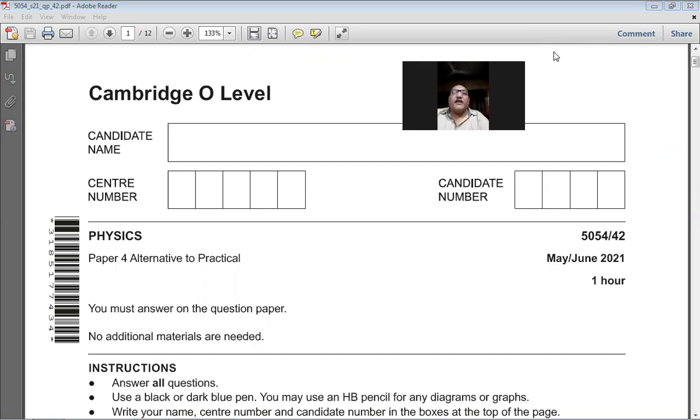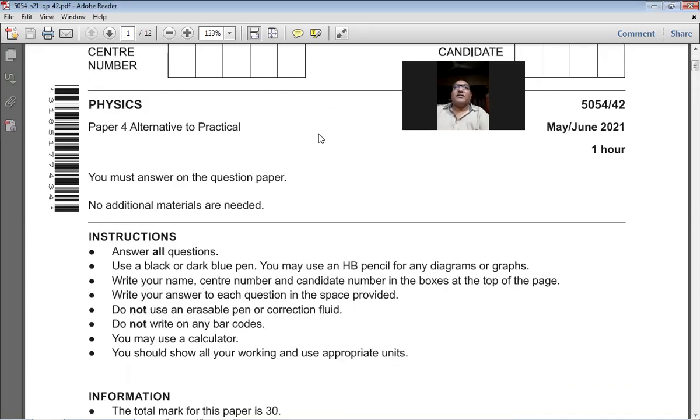The subject we are studying is Physics 5054, and today we have set our hearts to solve an ATP paper, alternative to practical. The time allowed is 1 hour, and let's start this paper. This is the May-June 2021 paper 4-2, from zone 2, or we call it variant 2. So let's start today's paper.